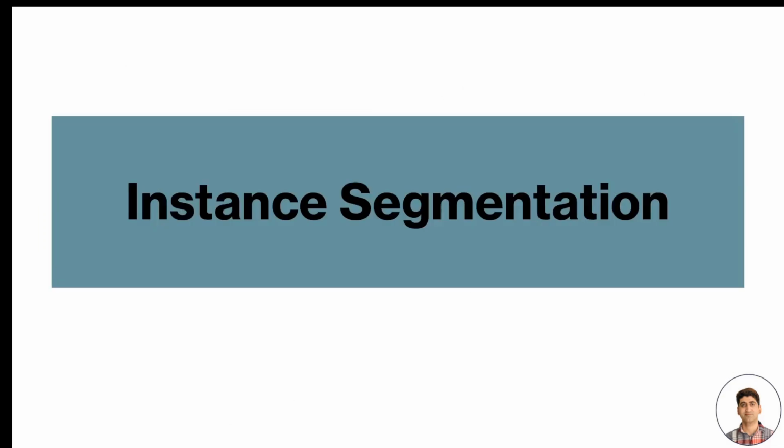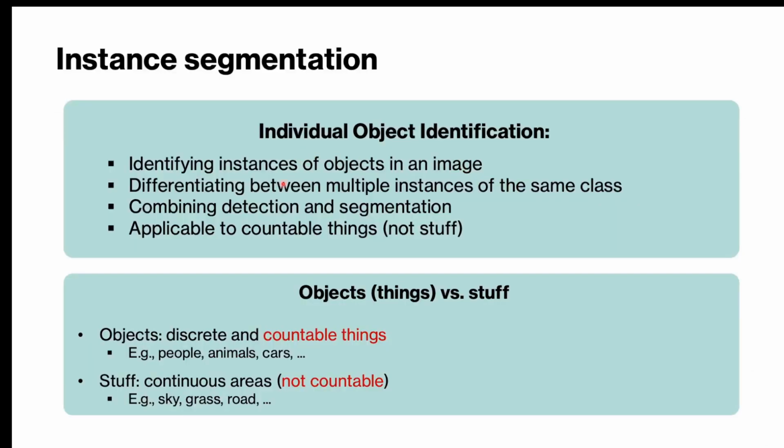So one of the limitations of semantic segmentation is that it cannot separate instances of the same class from each other. So when we want to separate those instances, we need to use instance segmentation instead of semantic segmentation. Instance segmentation combines detection and segmentation together, and therefore we are able to identify instances of the objects from the same class from each other, and we are able to segment those instances. However, we should note that instance segmentation is only applicable to countable things, but not stuff.